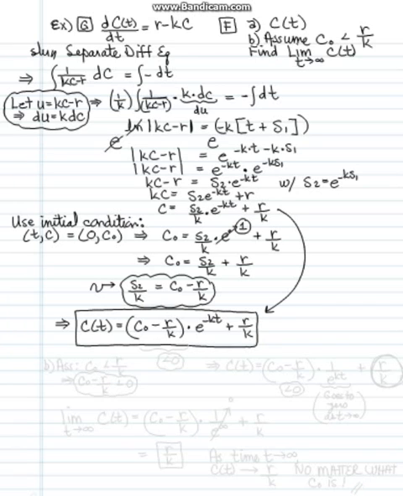Now I want you to notice that for part B, we're making the assumption that C sub 0 is less than R over K. And if we subtract R over K from both sides, that means C sub 0 minus R over K has to be less than 0. So that means that our constant, our value here, is negative. That's less than 0. Okay, and it's a constant. It doesn't depend upon time.